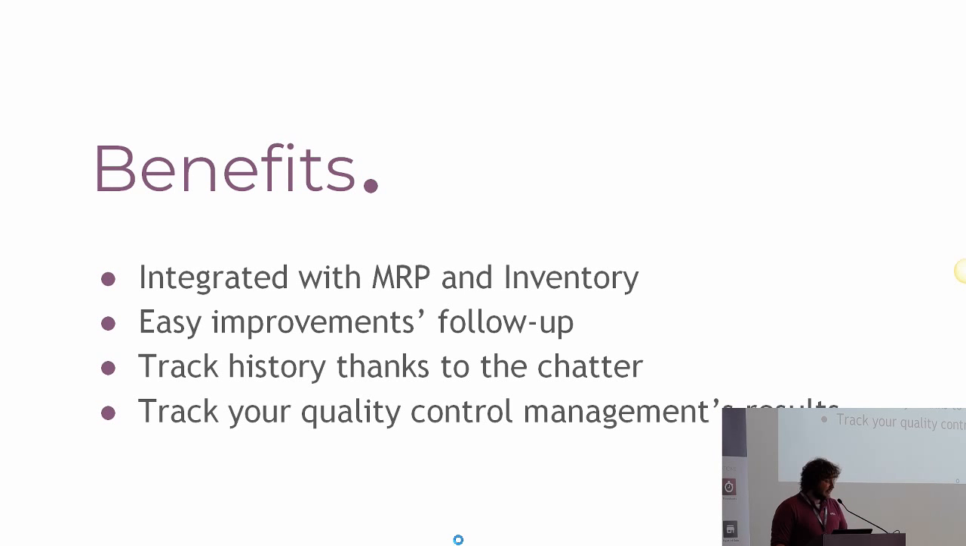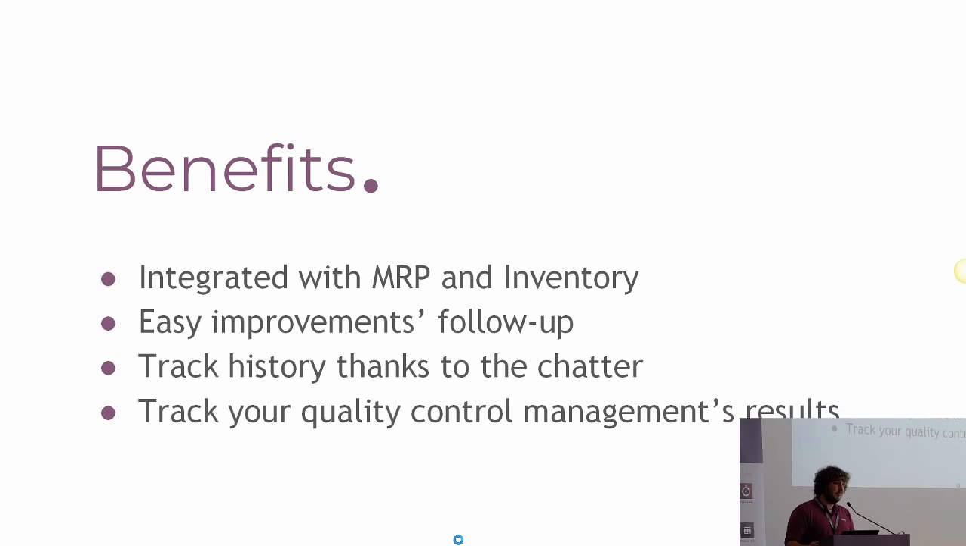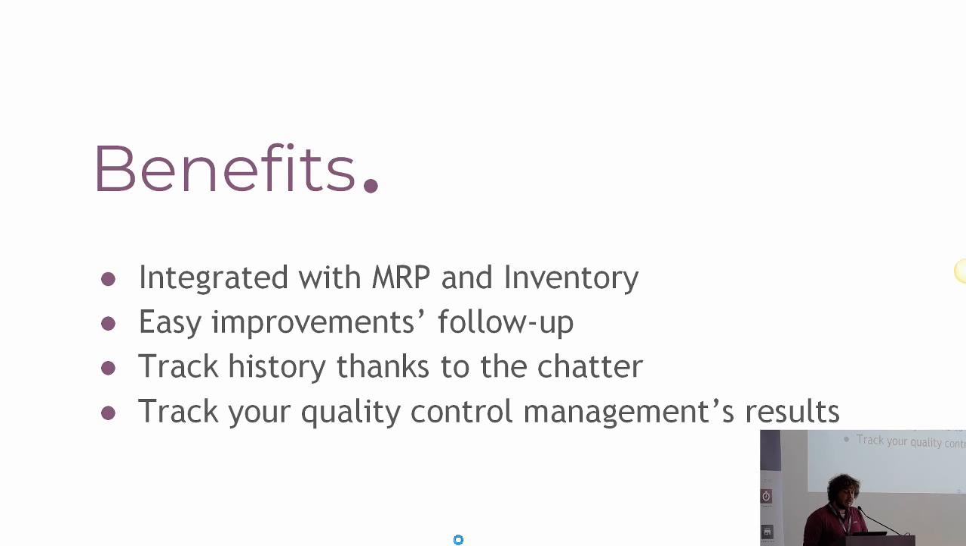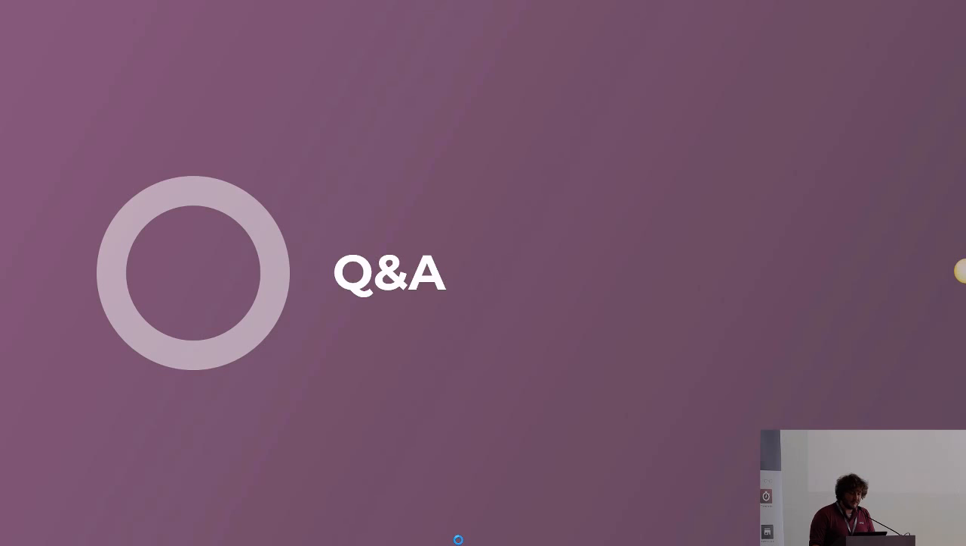The benefit of this application is that it is totally integrated with MRP and inventory. So you create a manufacturing order in the manufacturing application, and then immediately you have the information in your quality application. It's easy to follow up on the improvements you've made. You can track the history through the chatter, the functionality that you have in every model in Odoo. And you can track your quality control and give your management some more accurate results and information.